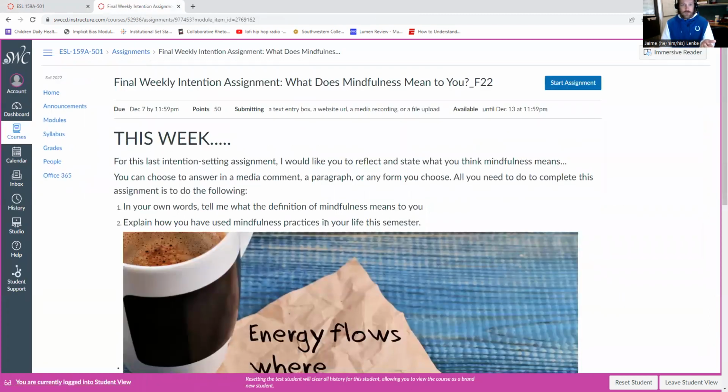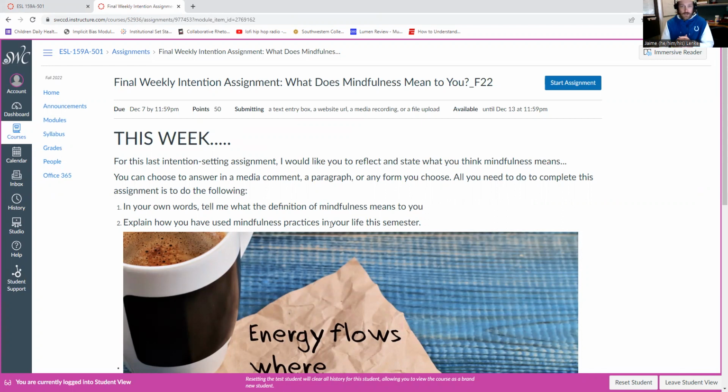All right, so this week we're going to be doing our final weekly intention assignment. This one's a little different from the other weekly intention assignments, in the sense that you can still tell me about your week or maybe some Christmas or Christmas break plans if you celebrate that or if you're going somewhere. But all I want you to do is two things to complete this assignment. First, in your own words, tell me what the definition of mindfulness means to you. Then explain how you exhibited or brought mindful practices into your learning throughout the semester.